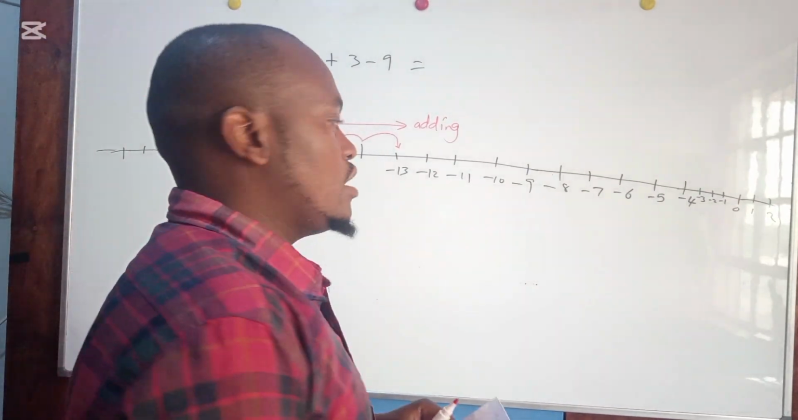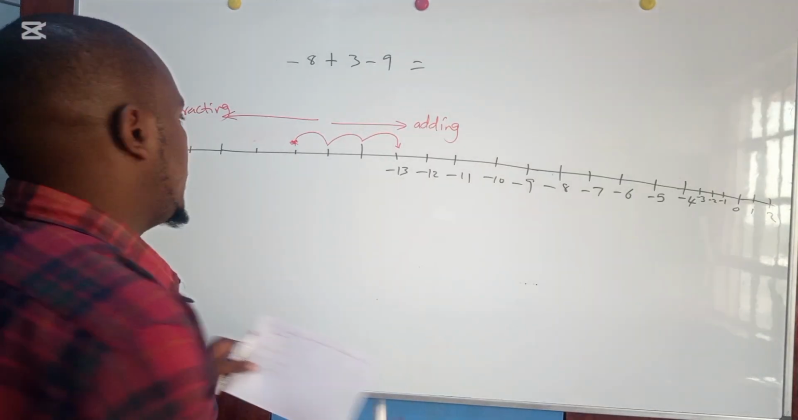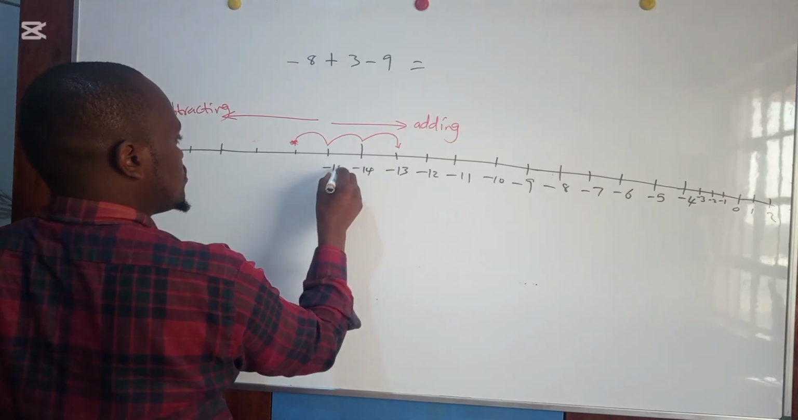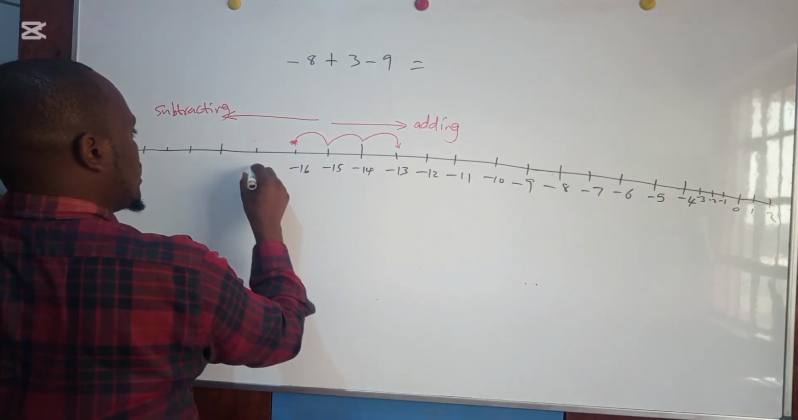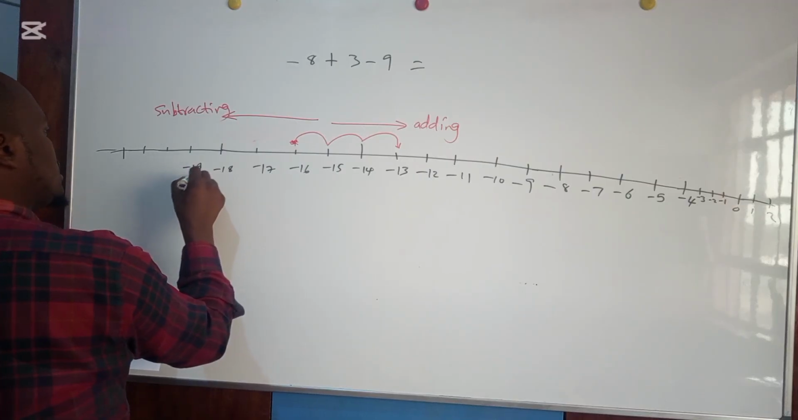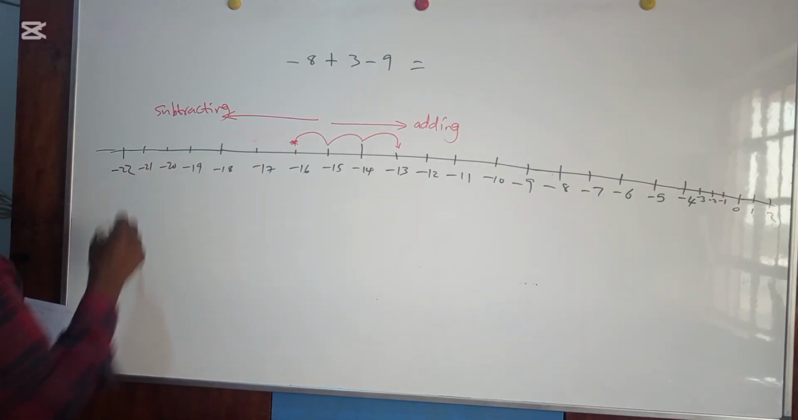Yes, so that all the numbers are visible. Then going this way, you have -14, -15, -16, -17, -18, -19, -20, -21, -22.